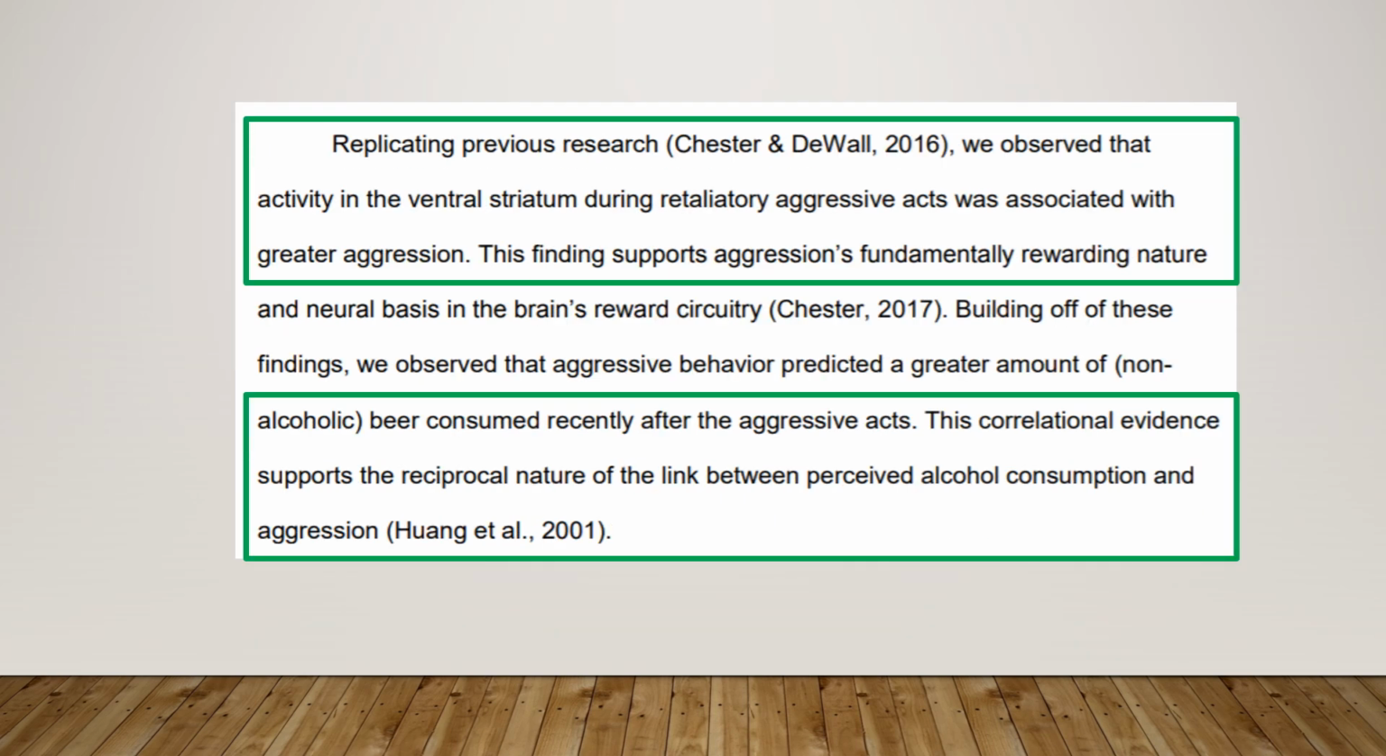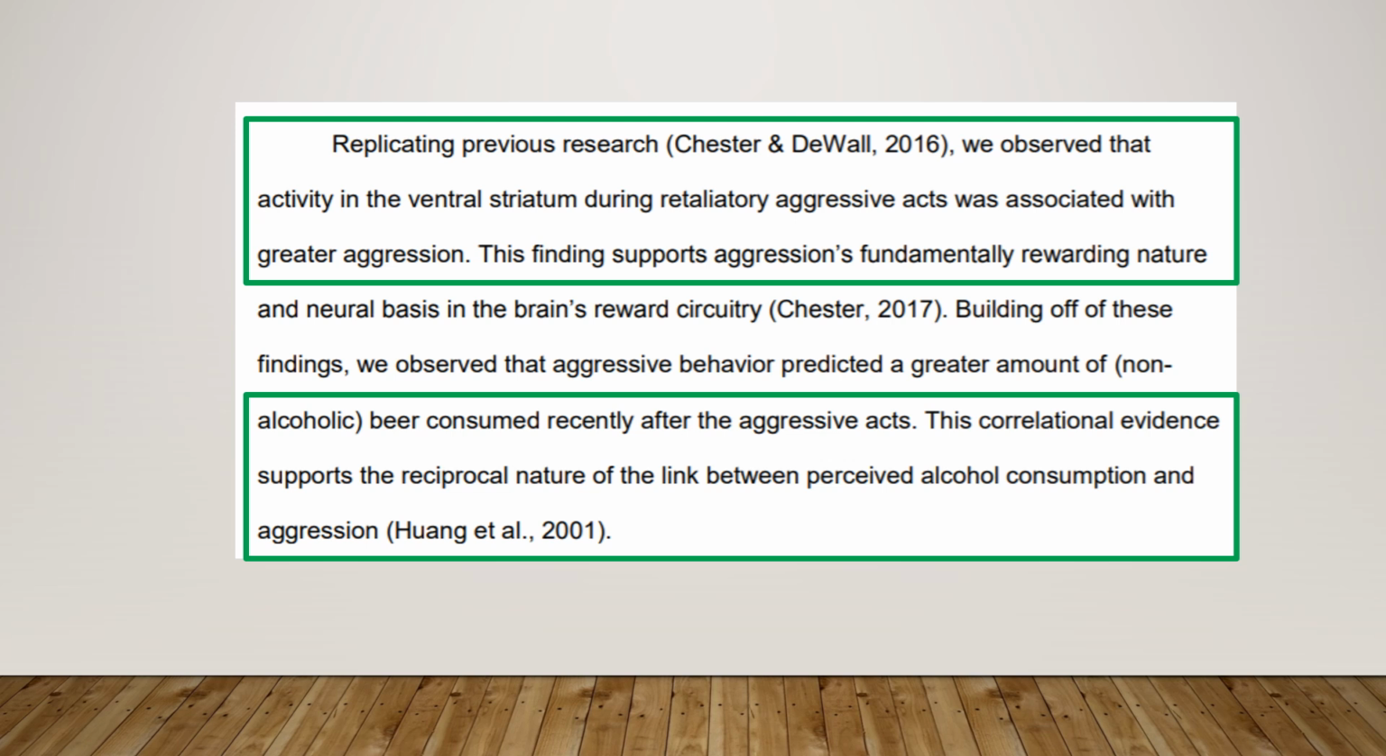The authors then go into the next step of saying, what did they actually find? Was there any support for their research? So they say, we observed that activity in the ventral striatum during retaliatory aggressive acts was associated with greater regression. This finding supports aggression's fundamental rewarding nature and neural basis in the brain reward circuitry. So here it is very clear that they found support for what they were looking for, and they are relating it to past research. They're saying that they also had this correlational evidence supports the reciprocal nature of the link between perceived alcohol consumption and aggression.